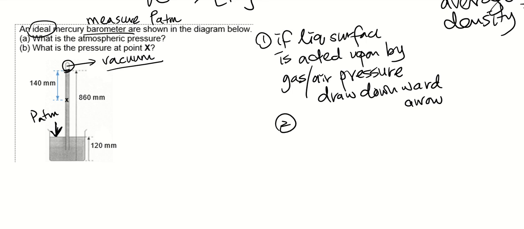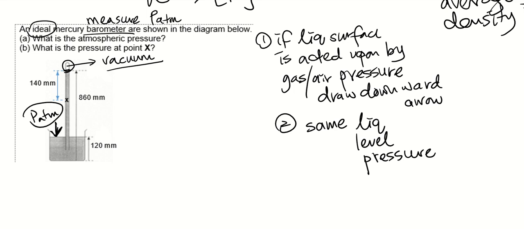The second thing is I need you all to apply this thing called same liquid, same level, same pressure. That means if I have the same liquid at the same level, it will be subjected to the same pressure. Now they are asking us to find atmospheric pressure, PATM. But there's not enough information for us to calculate PATM, because PATM is the pressure of the air acting on the surface, right? So that's why they have to use a barometer to measure PATM.